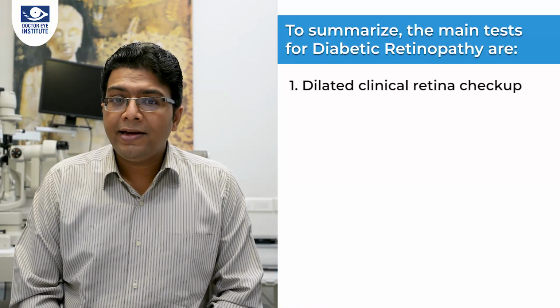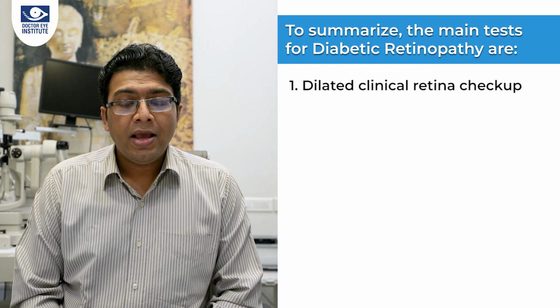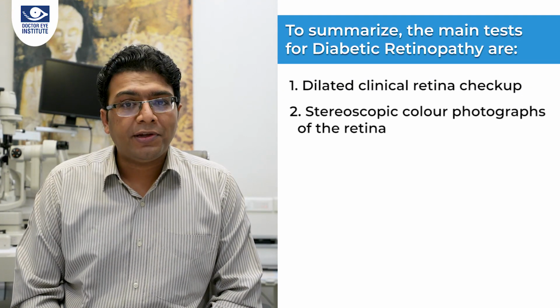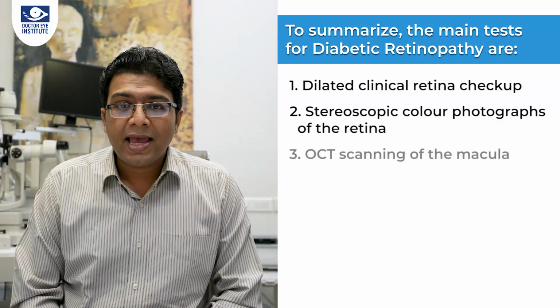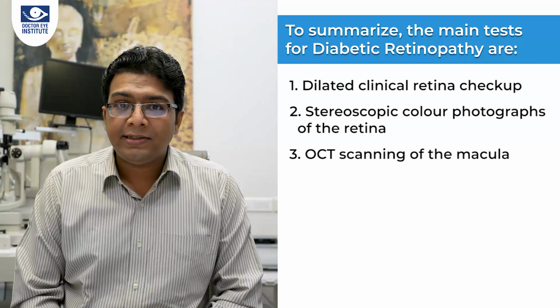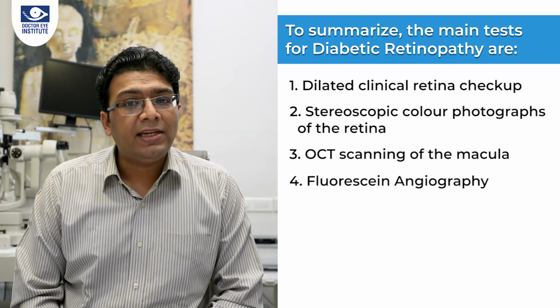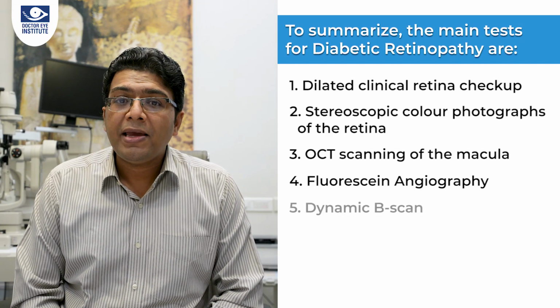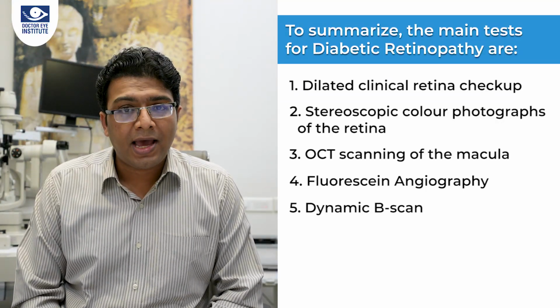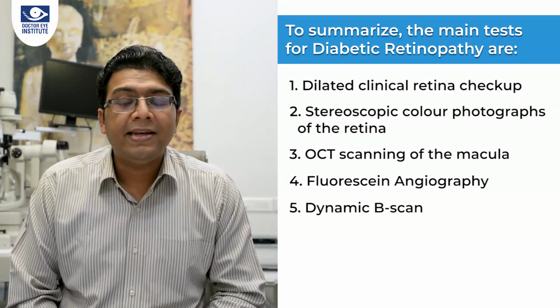Thus, friends, to summarize, a dilated clinical retina checkup, stereoscopic color photographs of the retina, OCT scanning of the macula or the central retina, fundus fluorescein angiography, and a dynamic B scan or sonography of the eye are the main tests in a case of diabetic retinopathy. These jointly complement each other and provide us a complete and meticulous assessment of diabetic retinopathy in our eyes.